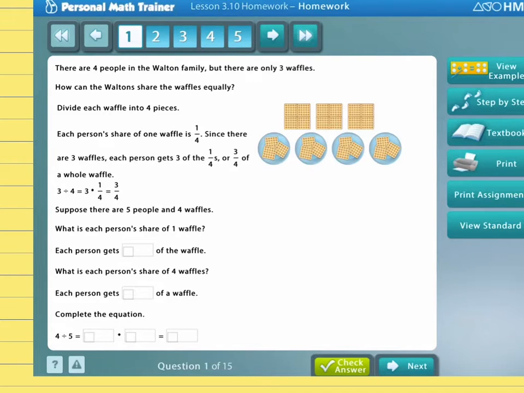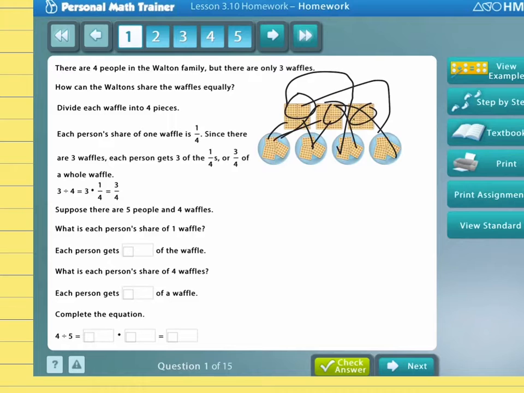There are 4 people in the Walton family, but there are only 3 waffles. So here we see the 3 waffles, and you're going to be splitting them up into 4 people. So each person's going to get one piece of this waffle here, and then one piece of this waffle here, and one piece of this waffle here. So each person gets 3 little pieces of the whole waffle, or 3/4 of a whole waffle. So they get 1/4 3 times.